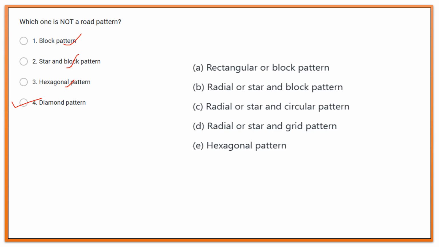There are different types of road patterns. In that, first one is rectangular or block pattern, then radial or star patterns. In the radial or star, first is block, second is circular, third is grid pattern, and last one is the hexagonal pattern. Okay, so these are the patterns for the road.